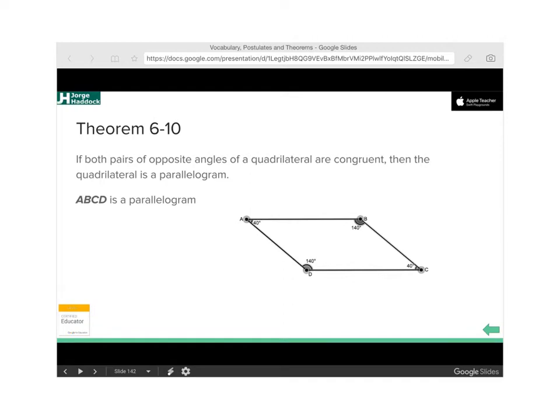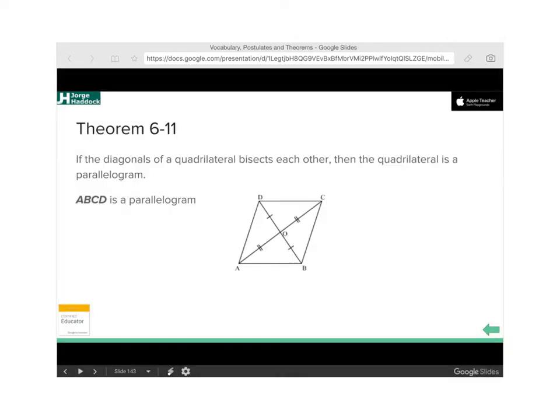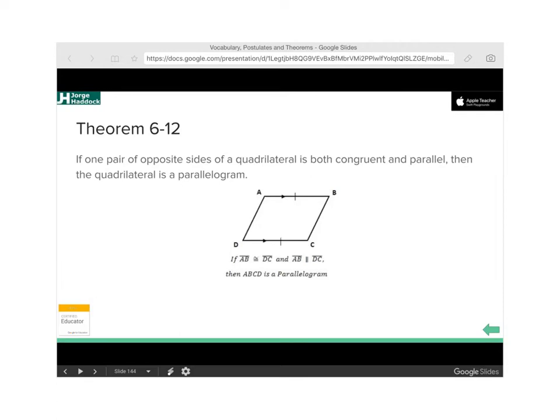The next one, if the diagonals of a quadrilateral bisect each other, then the quadrilateral is a parallelogram. And the last one is a little bit different, but as you can see, you follow the properties. If one pair of opposite sides of a quadrilateral is both congruent and parallel, then the quadrilateral is a parallelogram.